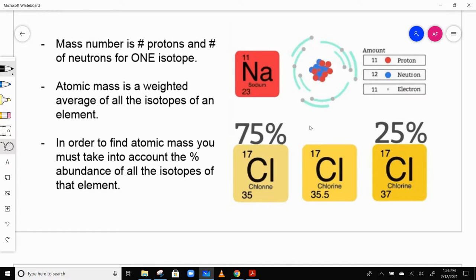Okay, so when we take this weighted average, if we were to take a whole bunch of chlorine atoms, weigh them, and then divide by the number of chlorine atoms, we'd get a weighted average of 35.5 AMU. Now you'll notice that this number is closer to 35 than 37 because there's more chlorine 35s in nature than there are chlorine 37s. So it's not exactly in the middle because it's not a perfect average, it's a weighted average.